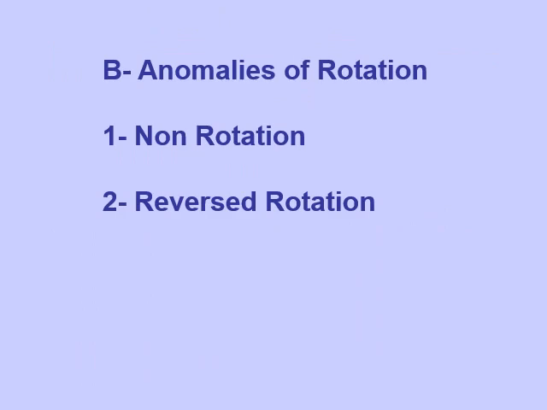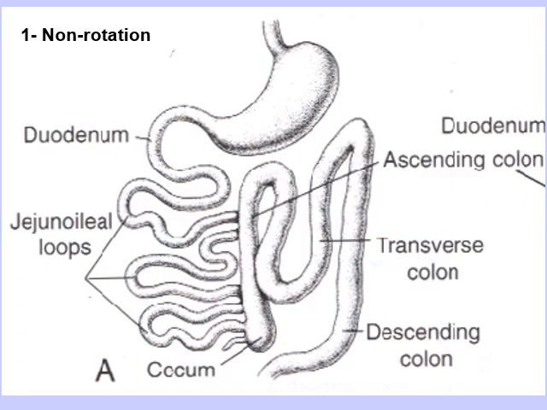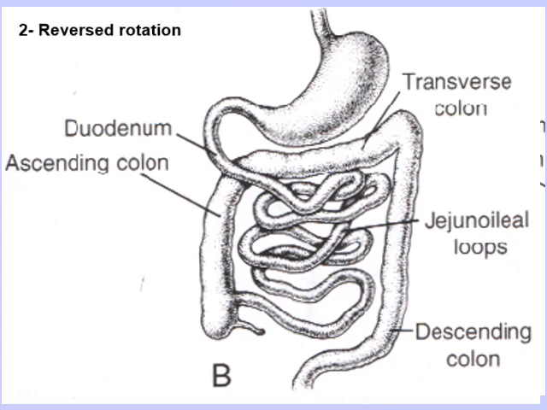Anomalies in the rotation of the midgut: non-rotation of the midgut, which places the small intestine towards the right side and the large intestine towards the left side. Reversed rotation of the developing midgut loop, which makes the duodenum anterior to the transverse colon, and the superior mesenteric artery will lie anterior to the transverse colon and posterior to the duodenum.